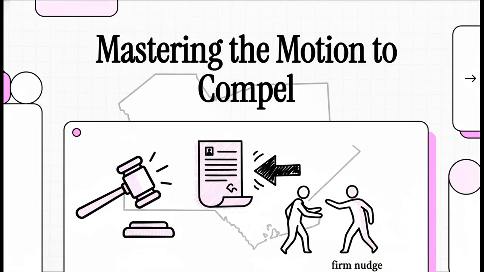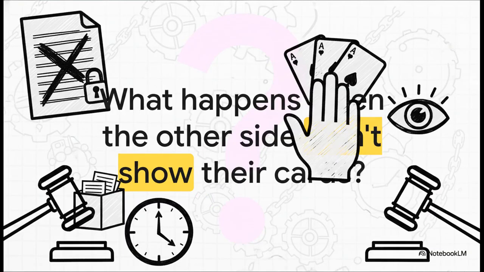Welcome! Today we're diving into a really powerful tool in Ontario's civil litigation process. It's called the motion to compel, and it's basically what happens when the legal system needs to give someone a very firm nudge to play by the rules. So let's just jump right in with a situation that honestly happens all the time.